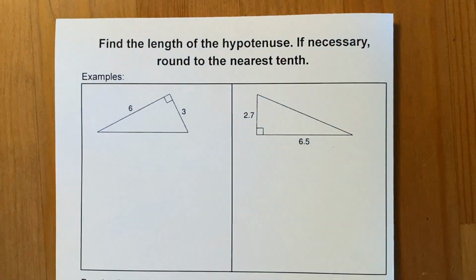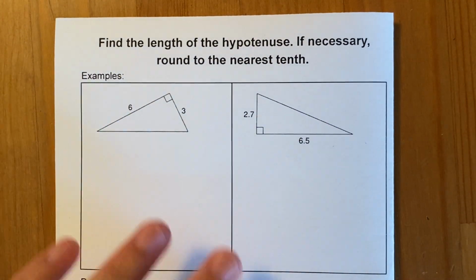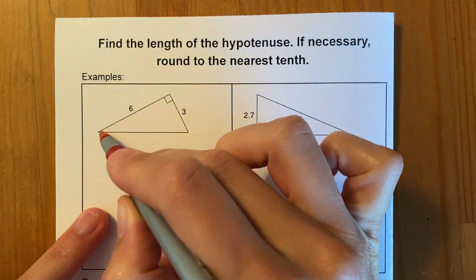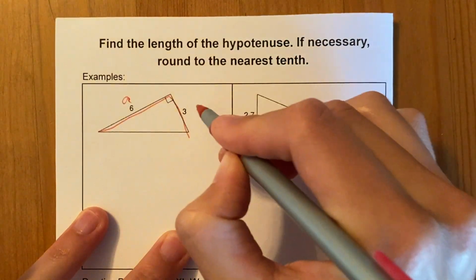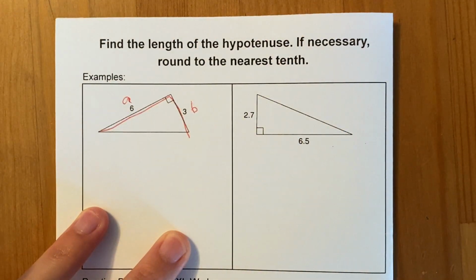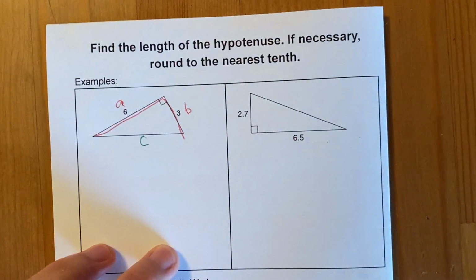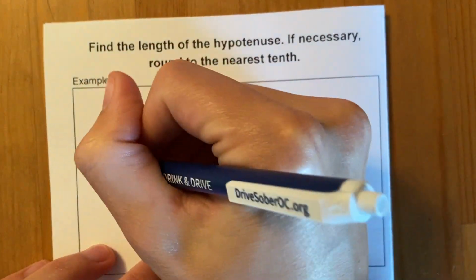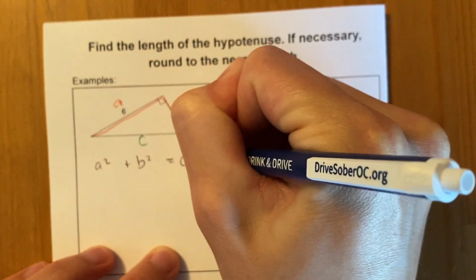Let's try this out. The first step, always, always, always, is to label A, B, and C. So I'm going to look here. I see my two sides that make the right angle are here and here. I'm going to call this A, this B, and this C. Now I'm going to use my formula. My formula is A squared plus B squared equals C squared.